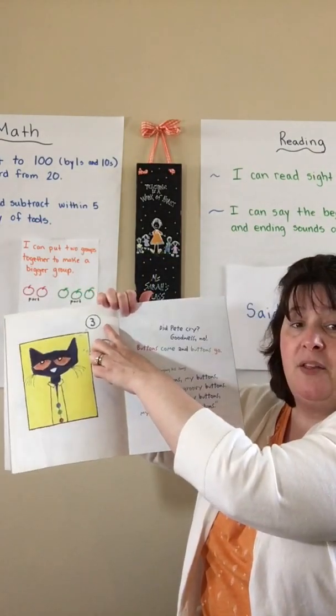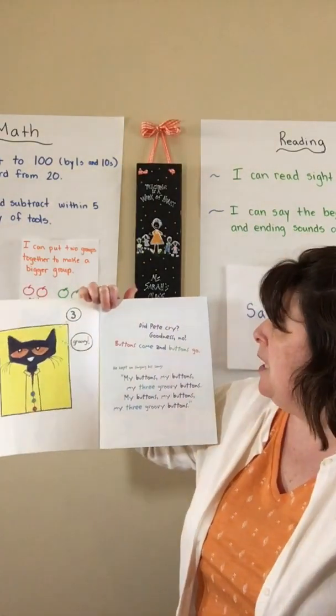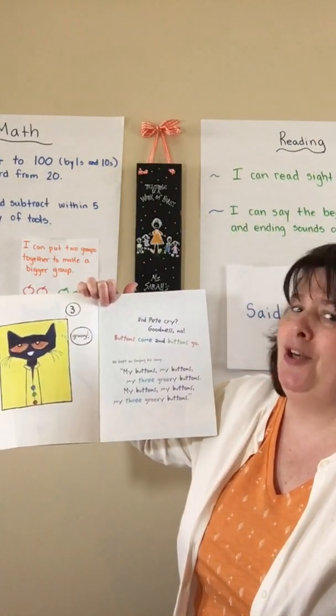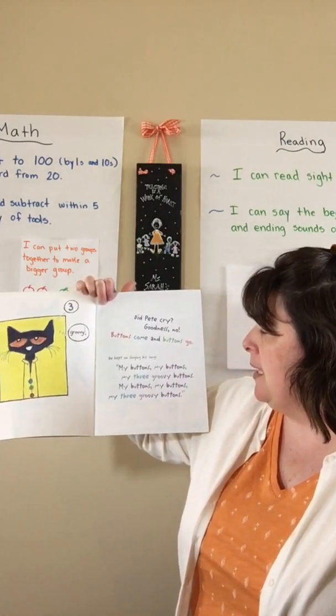Now he's thinking 3, and he's also thinking groovy. Did Pete cry? Goodness, no. Buttons come and buttons go. He kept on singing his song.